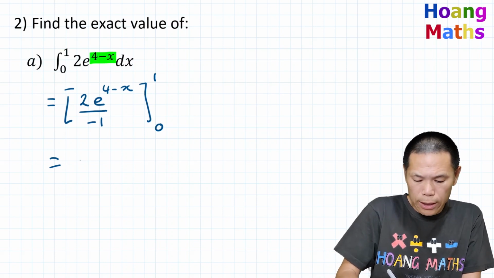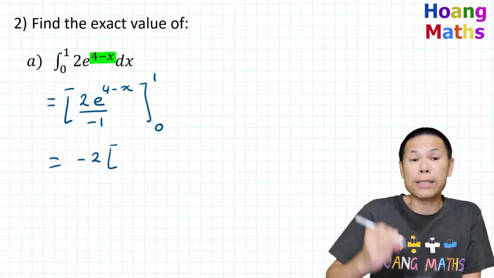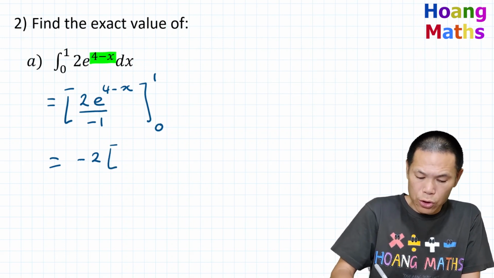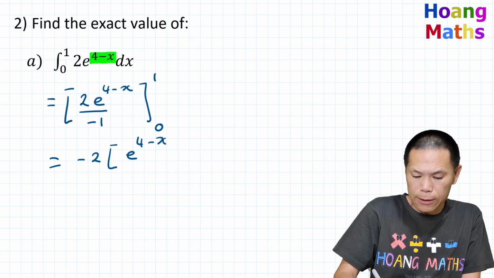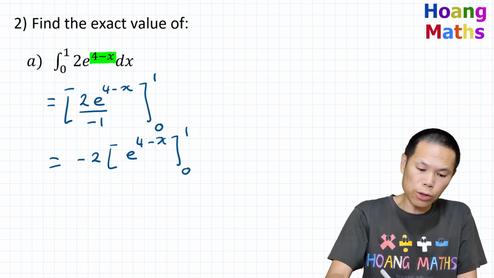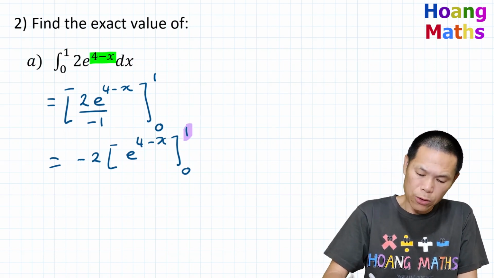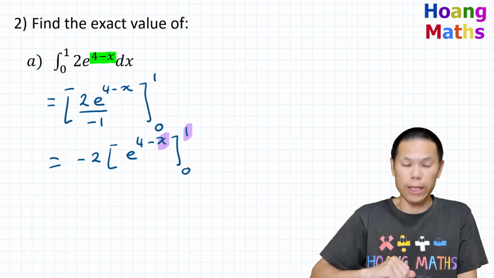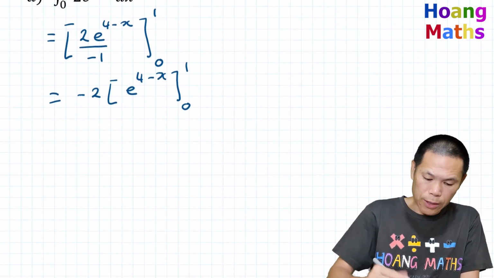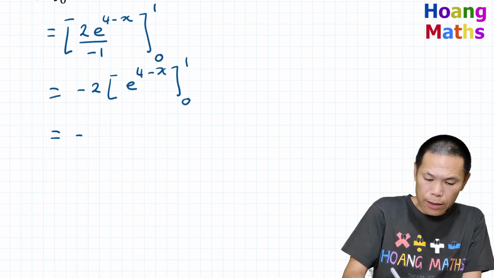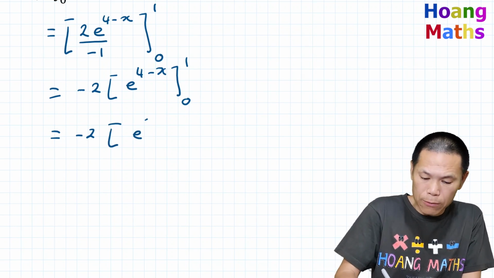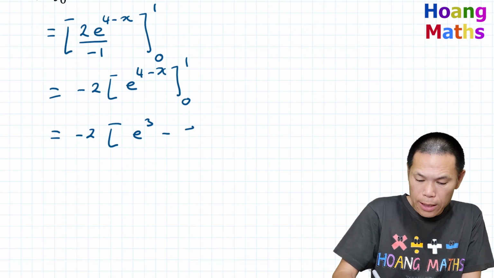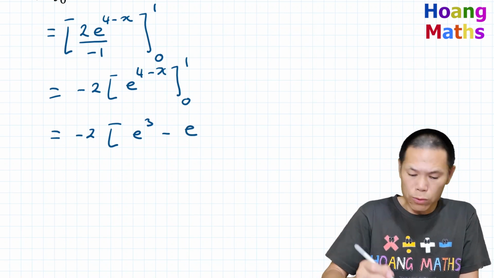I can also take the negative 2 out like this to make it easier to substitute later on. So that is e to the 4 minus x, from 0 to 1. Now we just need to substitute the value 1 into x and then 0 into x. So that is negative 2 times e to the power of 3, minus e to the 4, since 4 minus 1 is 3 and 4 minus 0 is 4.